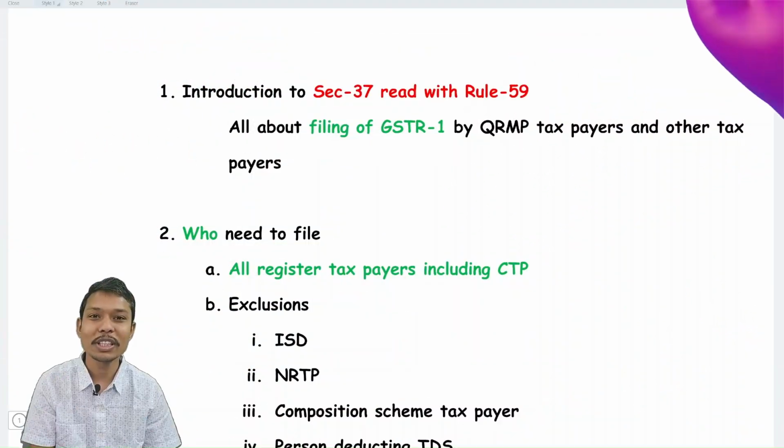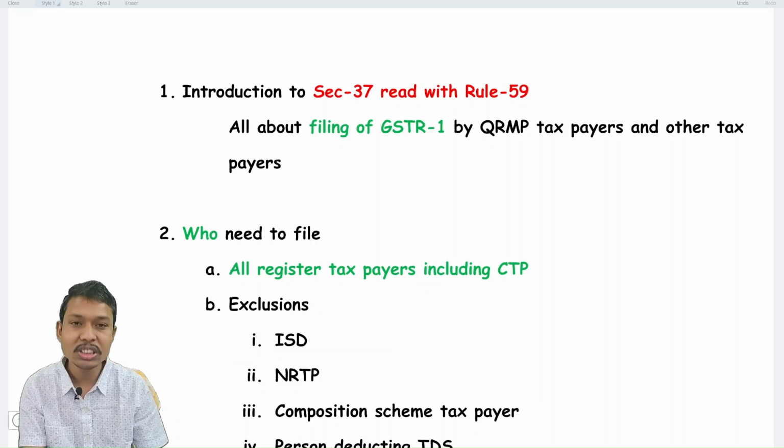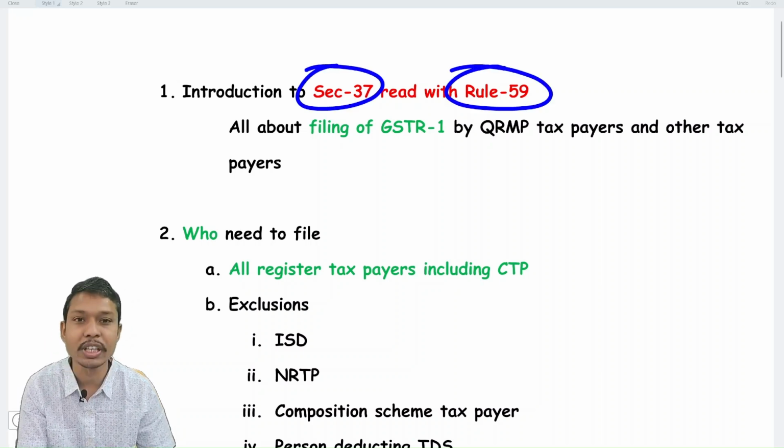Hello guys, today our topic is all about filing GSTR-1. The provisions related to filing GSTR-1 are discussed under Section 37, read with Rule 59.